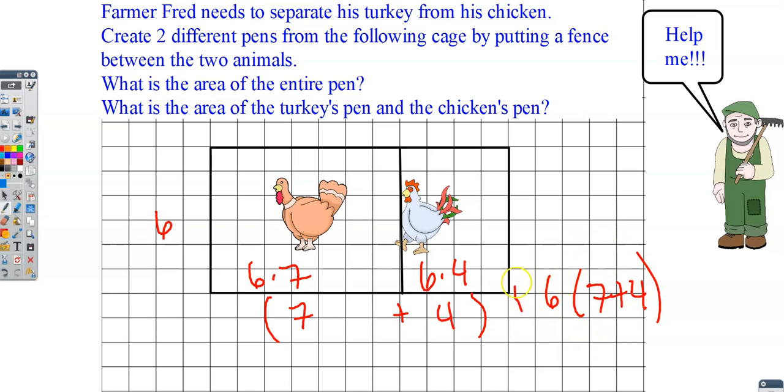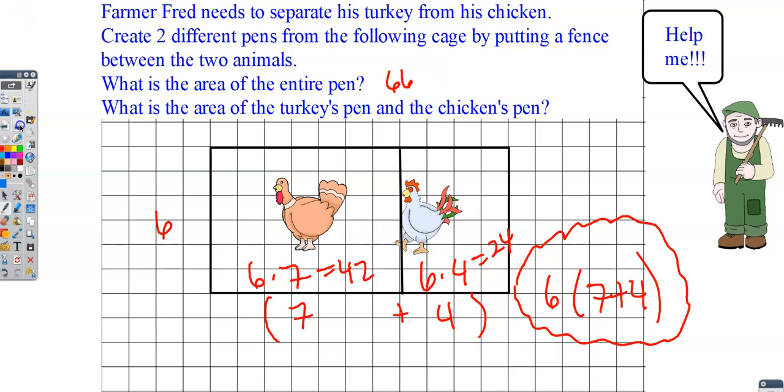And this is how you are going to see distribution problems in your classwork today. And so this is the area model that you've seen before. And the area of this pen was 42, and the area of this pen was 24. And if I add those together, I get back to the 66, which is the area of the whole thing.